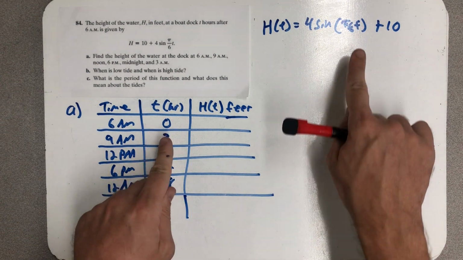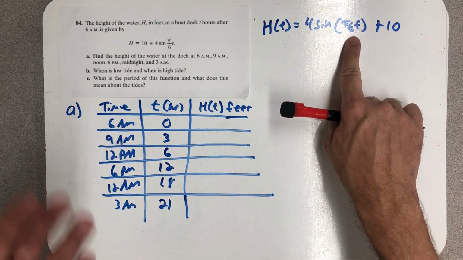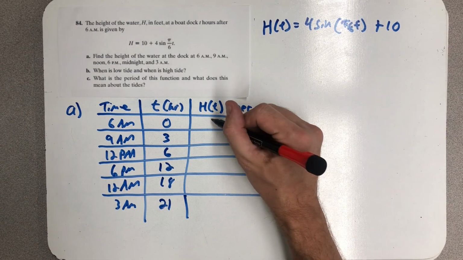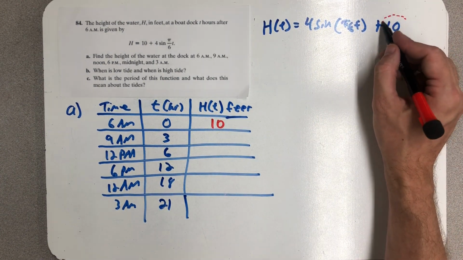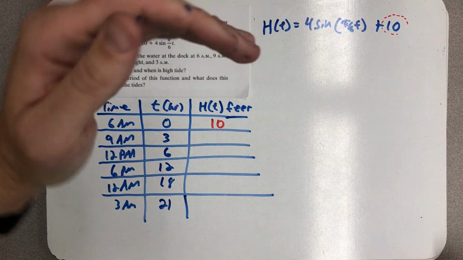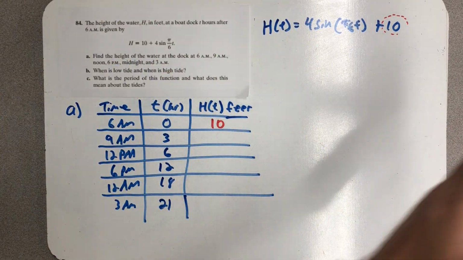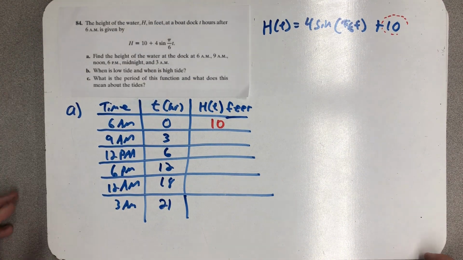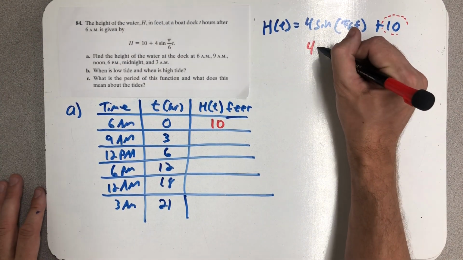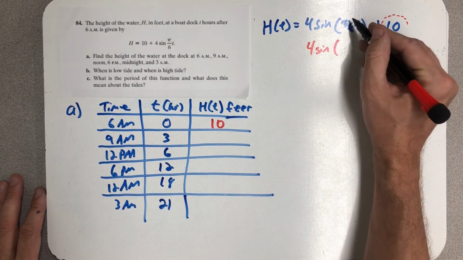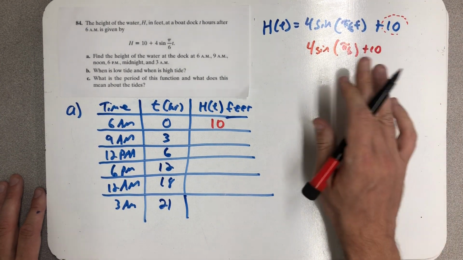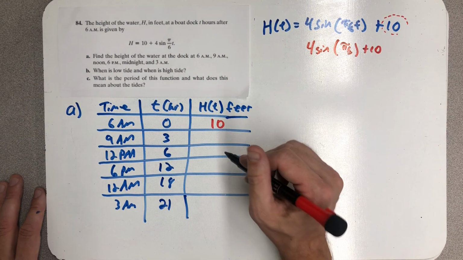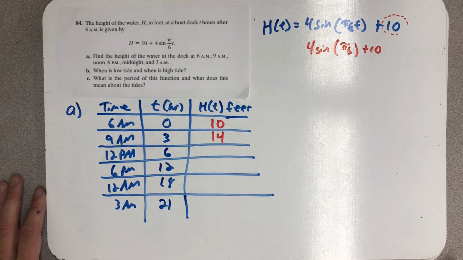Well, if I plug 0 in, I get the sine of 0, which is 0, times 4 plus 10, 10 feet, which is just right in the middle of this wave function, right? Sine goes up and then back down. And so now I need to plug a 3 in, and when I do that, I'd have 4 times the sine of 3 pi over 6, which is pi halves. Well, I know the sine of pi halves is 1, times 4 plus 10 is 14 feet.